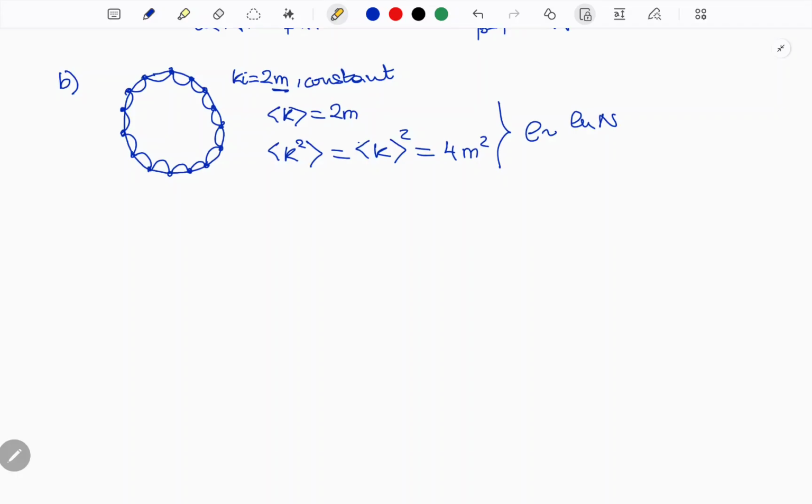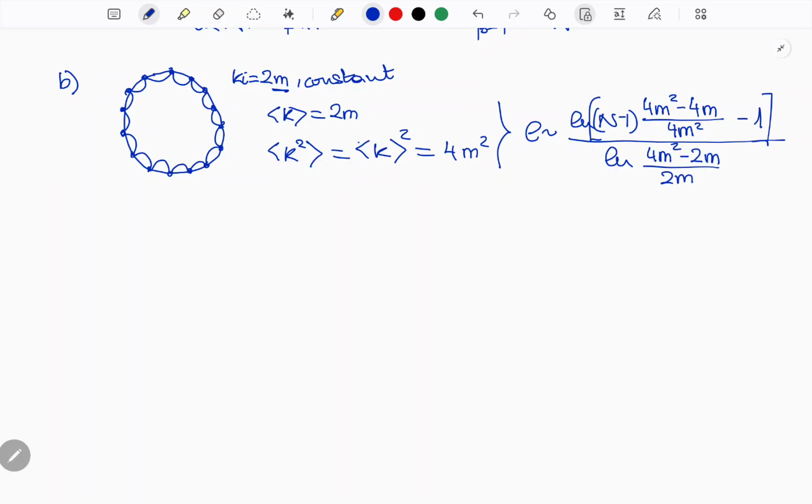And in the end, what we obtain is the logarithm of n minus 1 times 4m squared minus 4m. This part is for the average of k squared, and this part is for twice the average of k, divided by the average of k squared, which is 4m squared, and then a minus 1, and then divided by the logarithm of 4m squared minus the average of k divided by the average of k. So this is what I'm going to obtain.